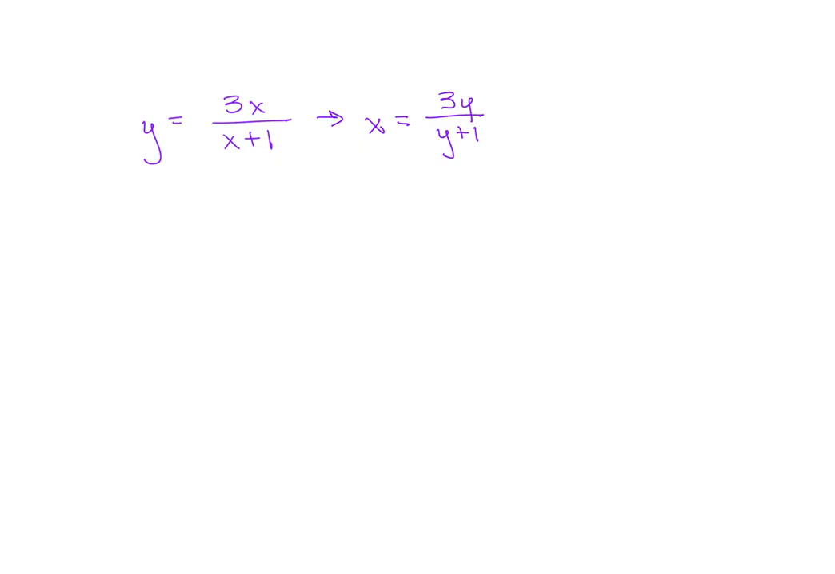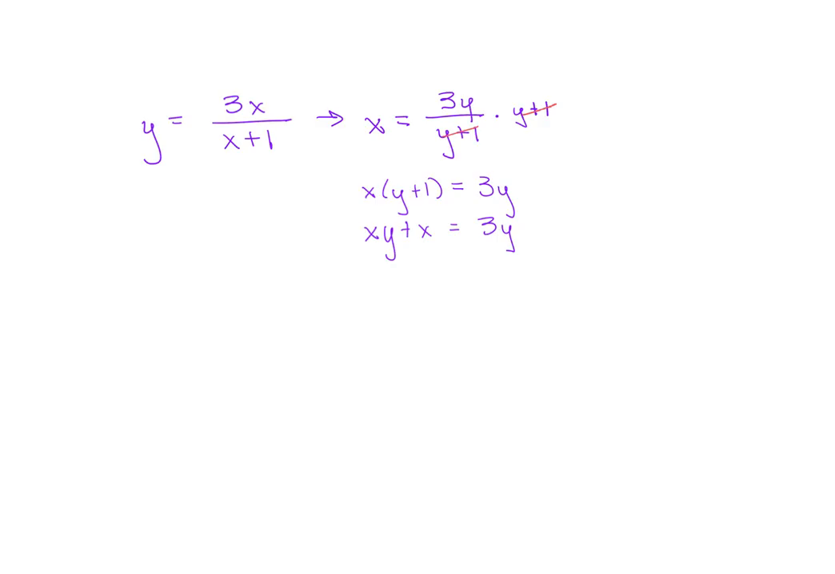All right, so now let's go ahead and solve for y. The first thing we want to do is get rid of the fraction. And so I'm going to multiply both sides by y plus 1. On the right side, my y plus 1's cancel. All right, from there we want to distribute. We get xy plus x equals 3y.